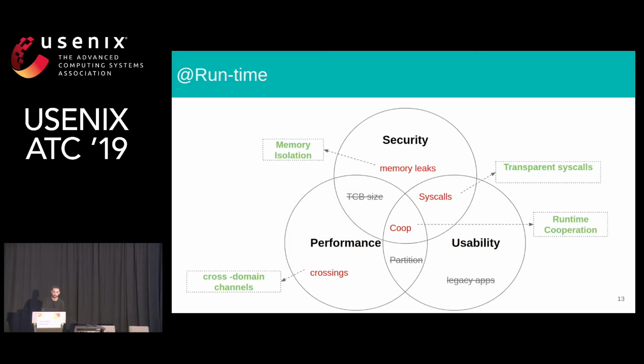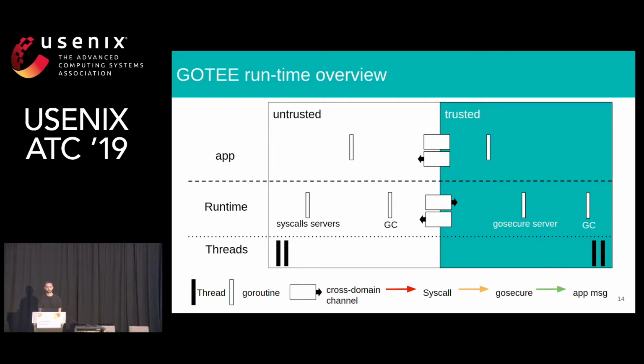Let's look at the runtime. This is an overview of the GOTEE runtime. So you have the trusted and the untrusted domains. They each manage their own pool of threads, on top of which execute the runtime routines. So they each have their own garbage collectors. And then on top of that, you have the application level routines.